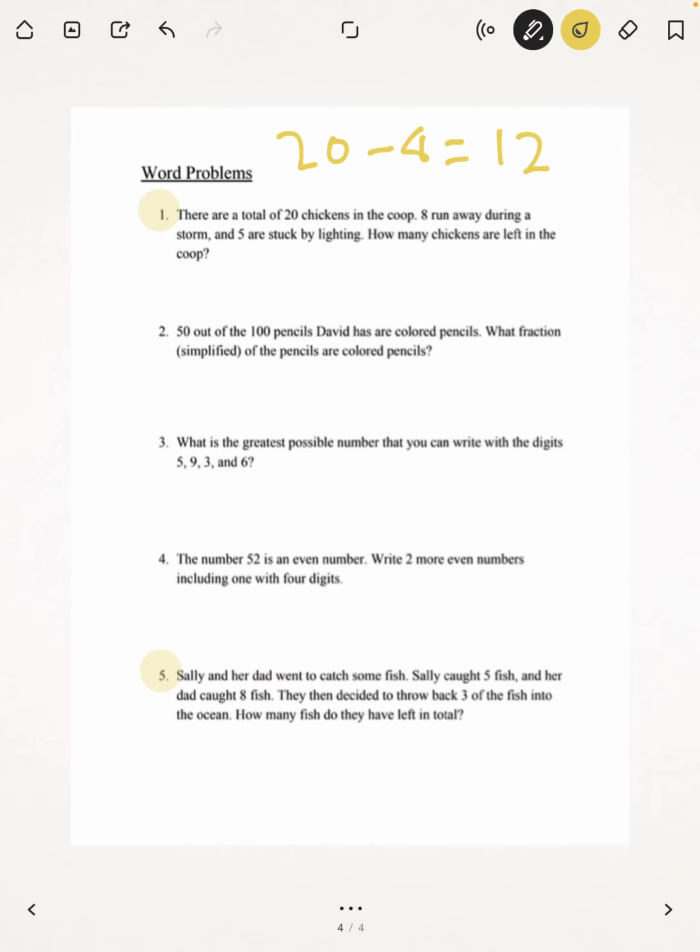And then it says that there's 5 that got struck by lightning, so they died. So you subtract 5 again. And then if you do that, that means there's 7 chickens left.